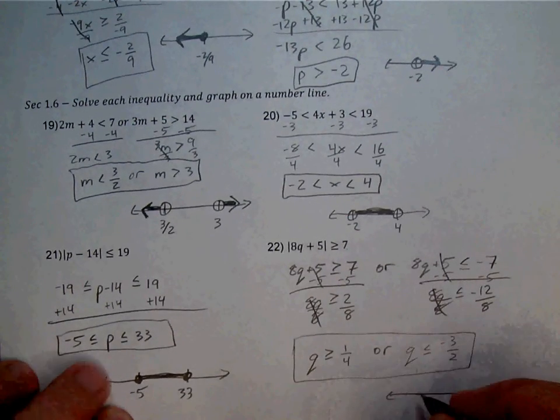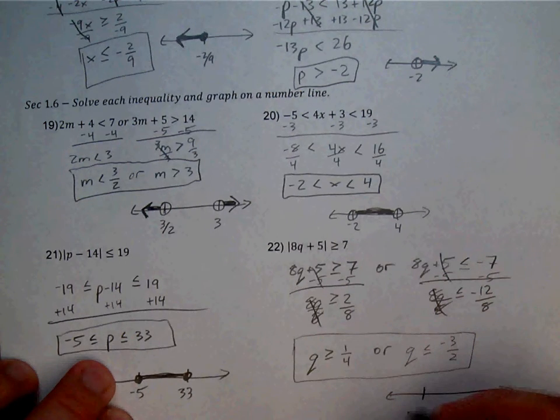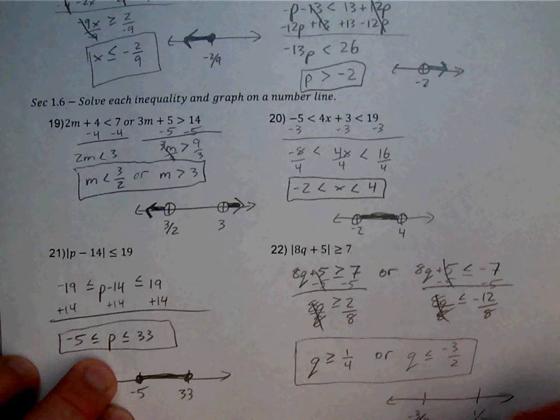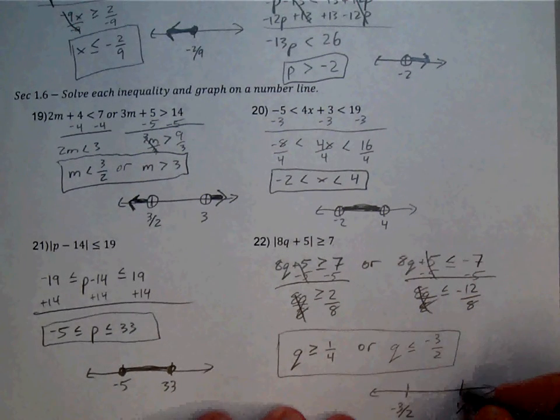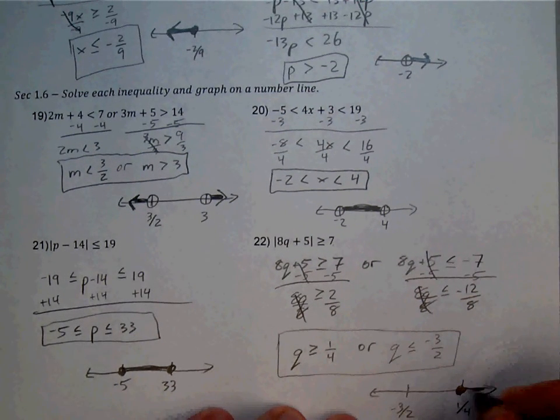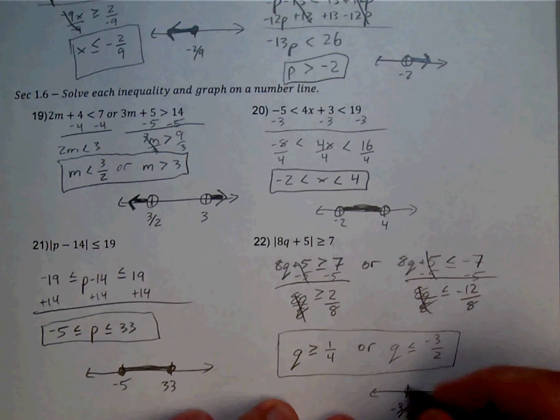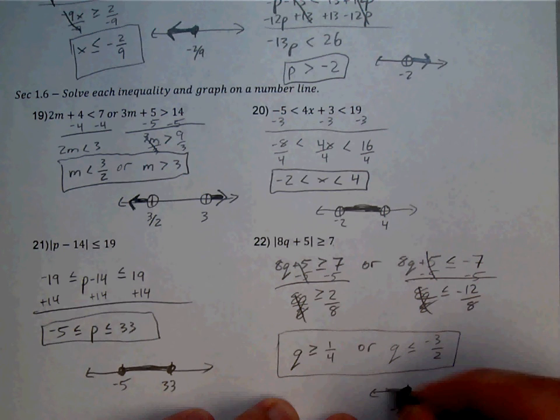The number line, -3/2 goes towards the left. It's the smaller one. 1/4 goes towards the right. It's the larger one. I want to be greater than or equal to 1/4. So closed circle at 1/4. Shade to the right of it. At -3/2, it's a closed circle. We want to be less than, so we go to the left of it.